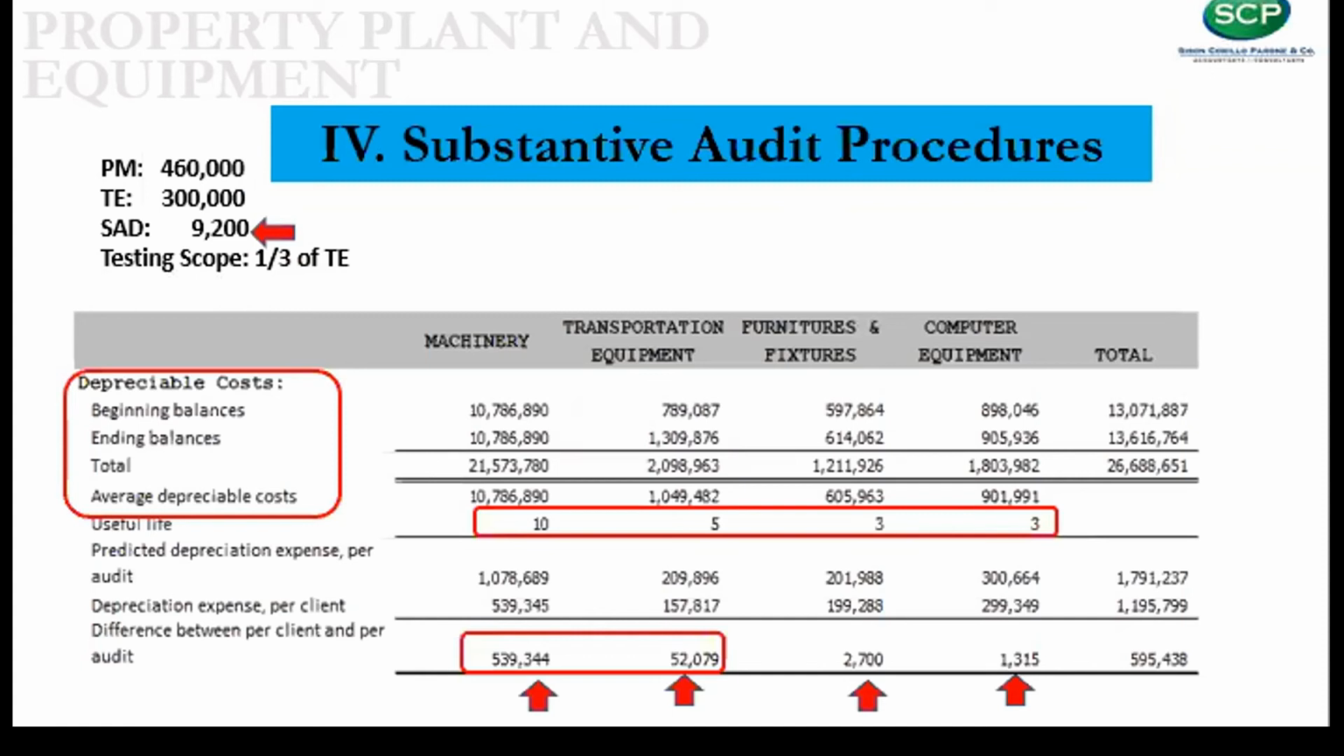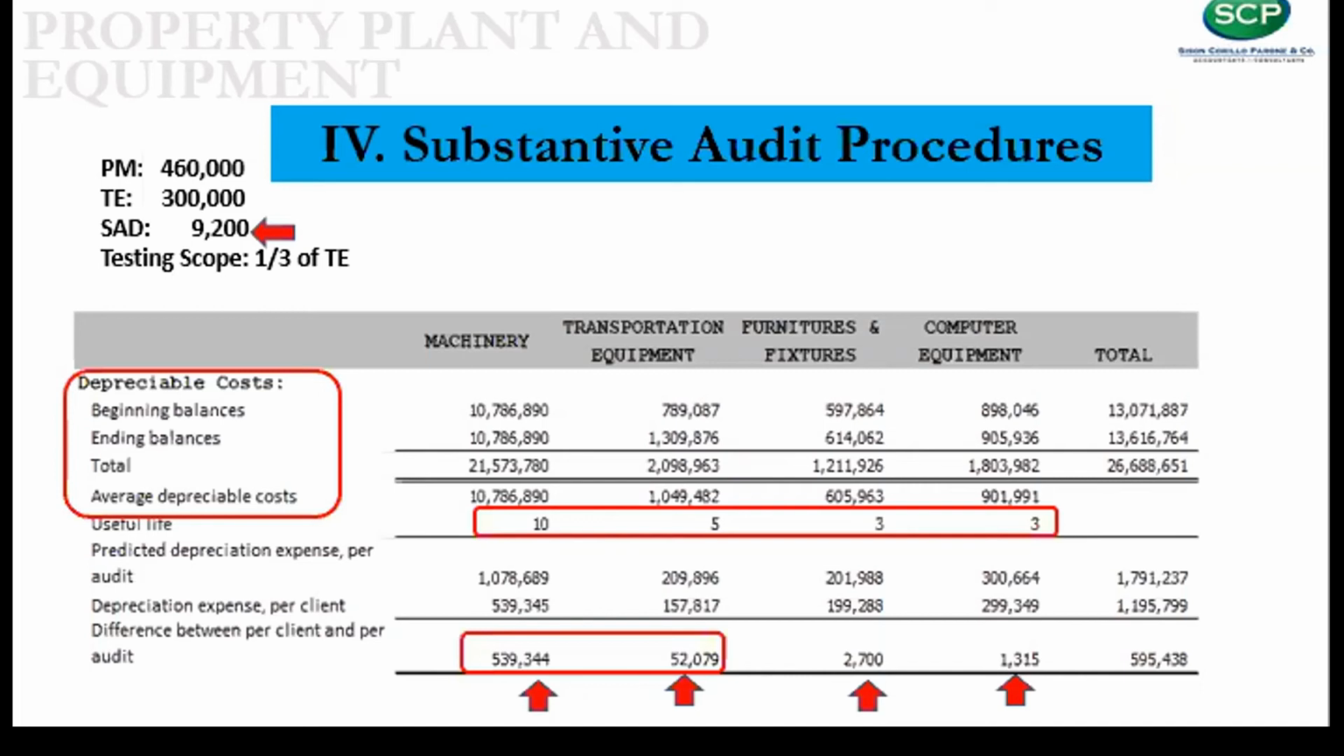157,817 pesos. We should therefore be proposing an adjusting entry to increase the depreciation for machinery and transportation equipment for 539,344 pesos and 104,158 pesos respectively. Please note that we propose adjustments for the actual amount of error or misstatement in depreciation and not for the variance arising from predictive testing.